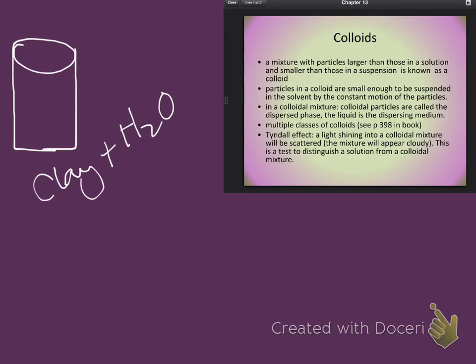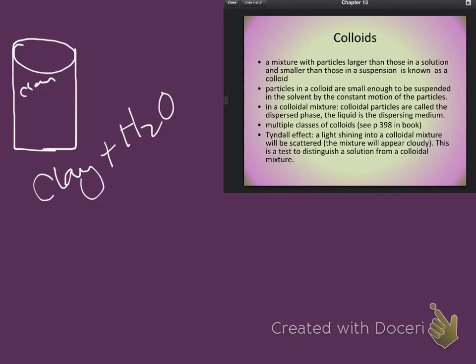Will it settle out overnight? So we said the sand will settle out almost immediately. The mud water will settle out overnight. Is the clay water going to settle out quickly? No. Clay particles are very fine, but they're not that fine. Eventually, clay particles will settle out.